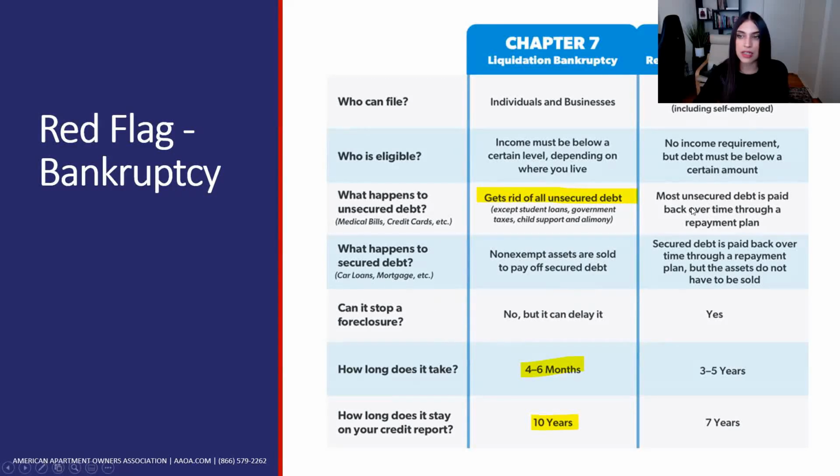Chapter 13 is a little different because it doesn't wipe out all the debt, but it does help them to pay it back over time. So that allows them at least the ability to maintain some of their assets. And it does take 3 to 5 years usually to do that process, but it stays on the credit report for less time. So this type of bankruptcy actually would affect potentially how that person is paying rent per month because they still owe money, right? Versus the Chapter 7, they don't owe anything. So they're starting with a clean slate. Just something to consider when you're screening a tenant.